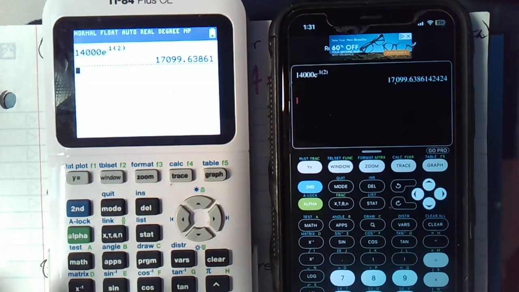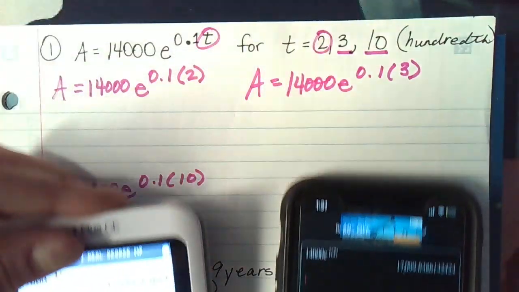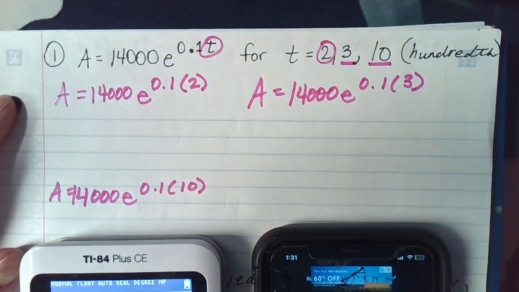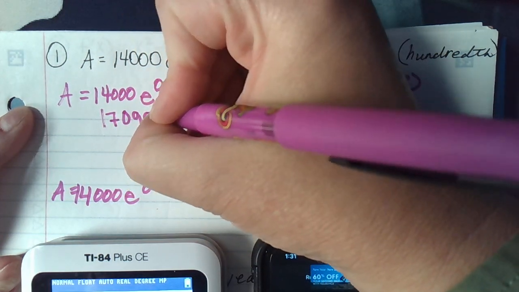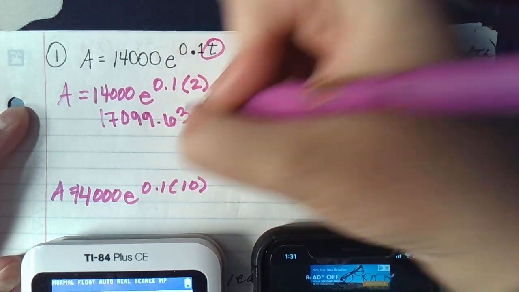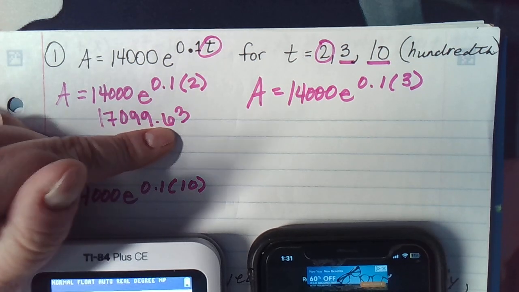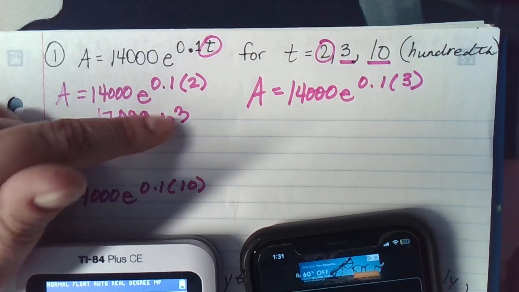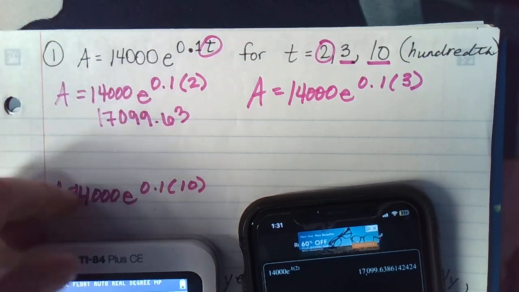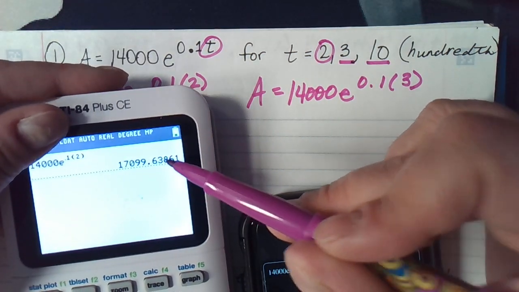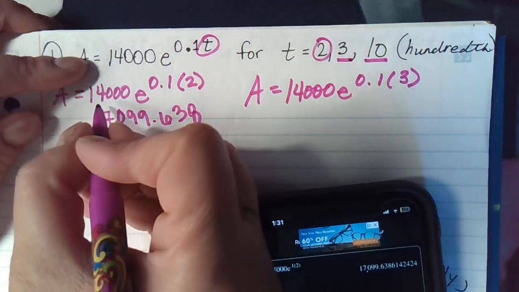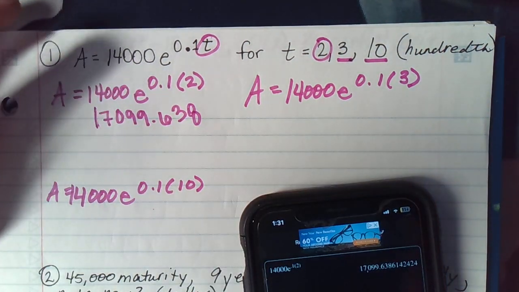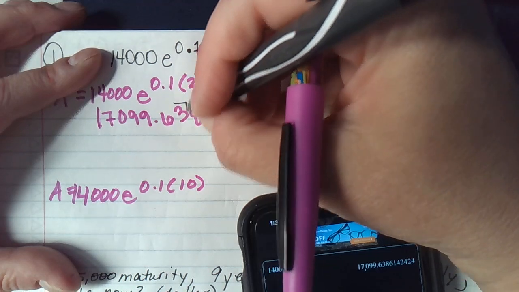On the phone, 0.1 times 2. Okay, and we got 17,099.638. Let me go ahead and write those down. So we got 17,099.63, and that's how much money usually has. With cents, we usually only have 2 decimals, but we need to round. So I'm going to go ahead and put a third decimal down, that 8, and then now let's round like money, honey. Okay, money only has 2 spots after the decimal.